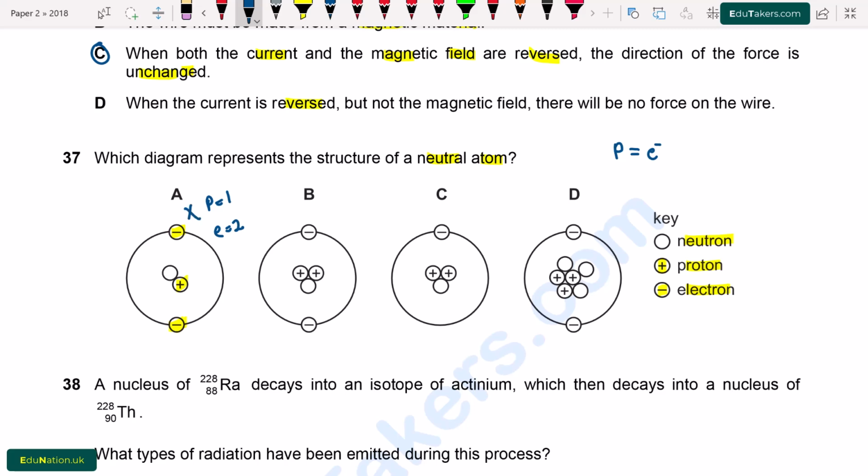In option B, we see here that there are 2 electrons and also 2 protons. Here the number of electrons and number of protons are equal, due to which option B is correct. We also check the other ones. In option C, the electron is only 1 while the protons are 2, due to which this is also incorrect.